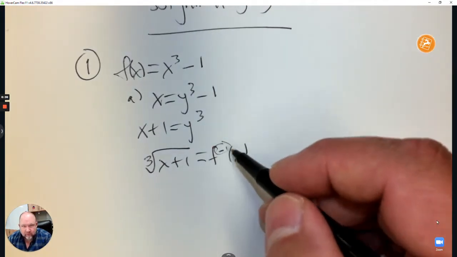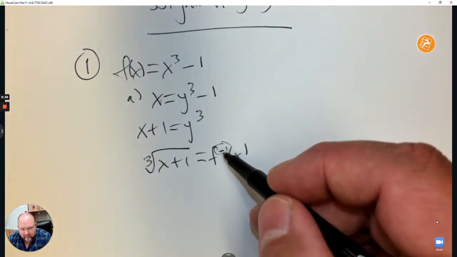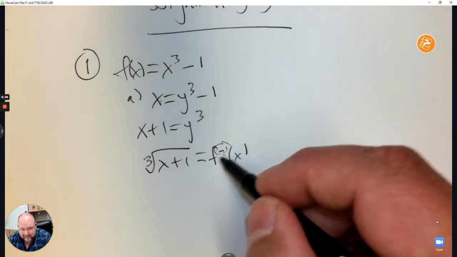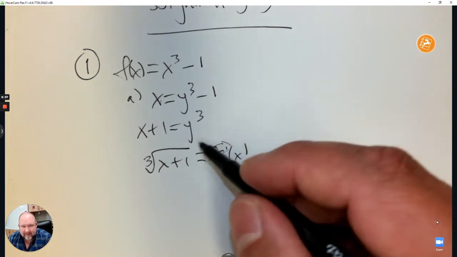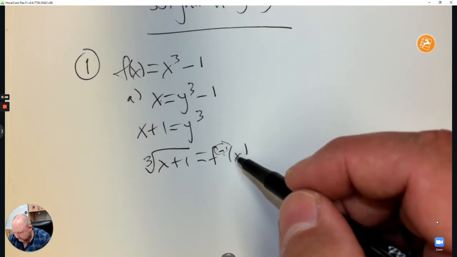It gets very confusing with notation and calculus. When this is not an exponent, it's not a derivative, it's a symbol for inverse, and it can get confusing with other symbols that we use in calculus. But anyway, there is the inverse.